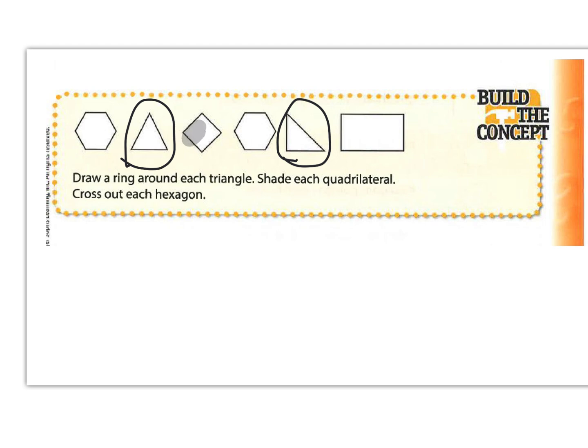Shade each quadrilateral. So 4 sides only. So 1, 2, 3, 4, 1, 2, 3, 4. And then cross out the hexagon. Let's double check. 1, 2, 3, 4, 5, 6. So, yep, cross that one out. That is 6 sides. Yep, 6 sides. So cross out that hexagon.